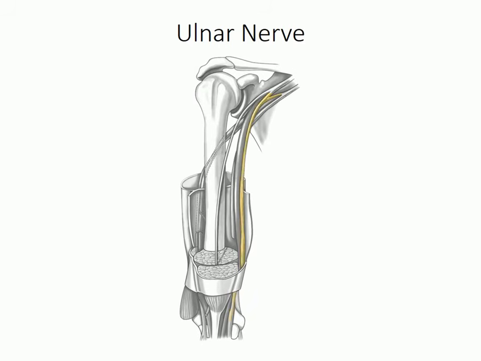As previously discussed, the median nerve lies medial to the brachial artery and emerges in the cubital fossa anterior to the distal end of the humerus.